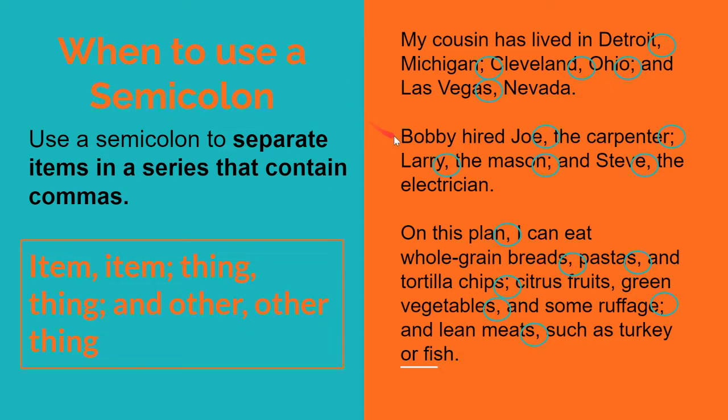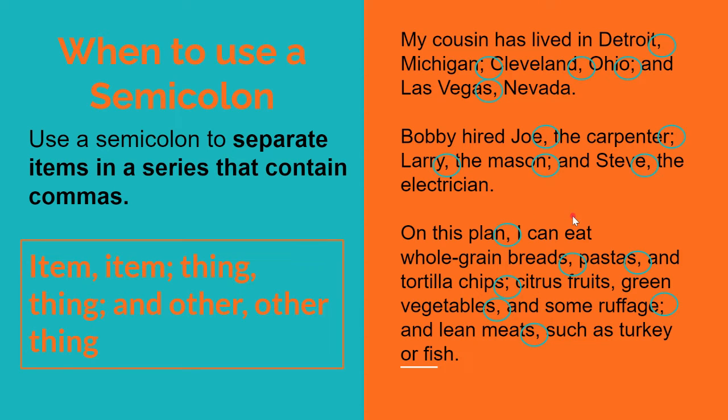So we have three people being hired, and if we had just commas there, it would sound like he hired Joe, the carpenter, Larry, the mason, Steve, and the electrician. They would sound like different people. So having those semicolons clarifies that for us. Here's another example. On this one, this comma is because this is an opener.